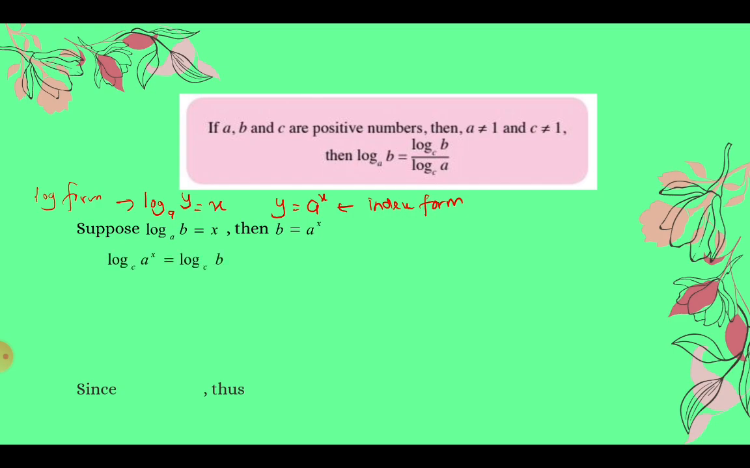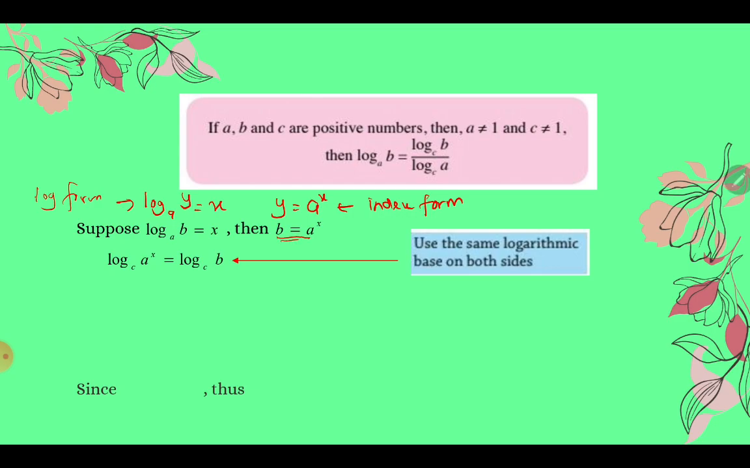Next, log a^x base c equals log b base c. So what happened here is we use the same logarithmic base on both sides. From b equals a^x, from here we take log on both sides, in which the base of the log that we use is c.